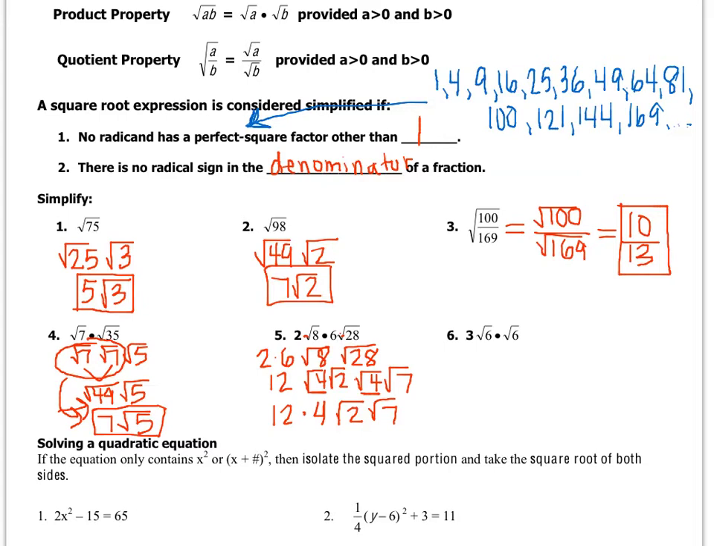And then we want to combine these a little more. 12 times 4 is 48 times the square root of, let's put our two radicals back together, 2 times 7 is 14. So it's 48 times the square root of 14. And there's my answer.